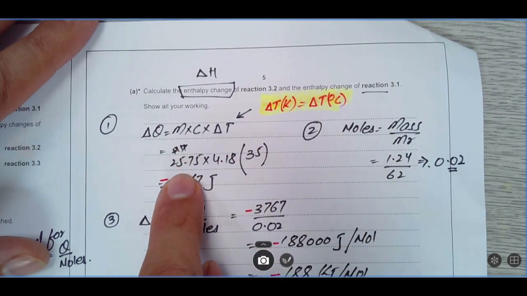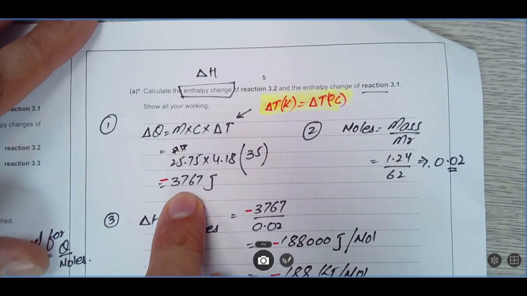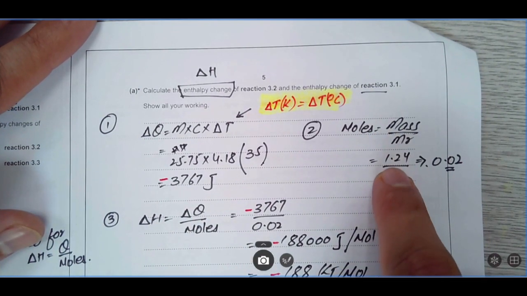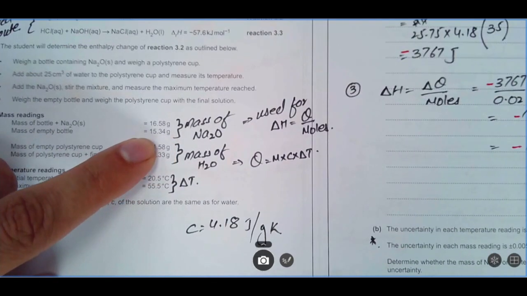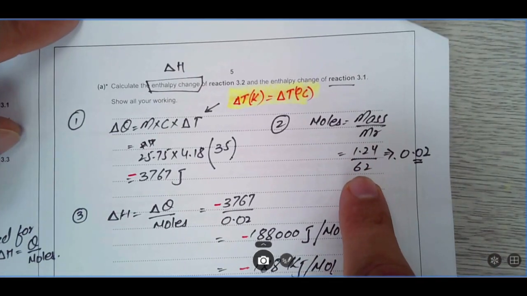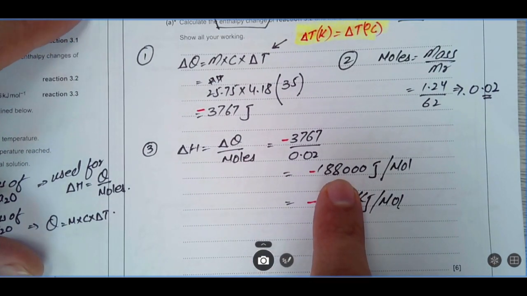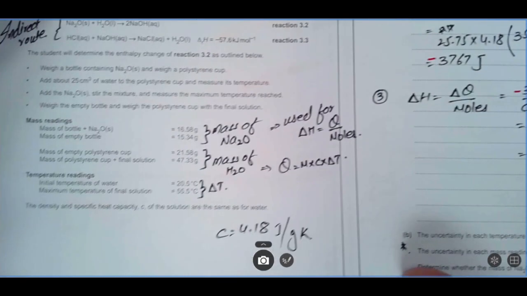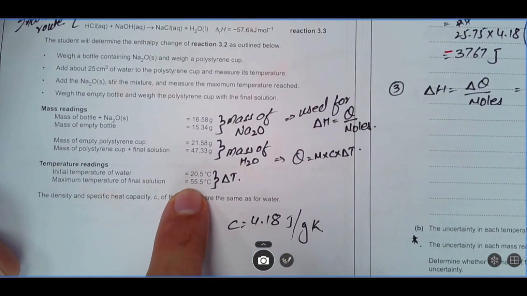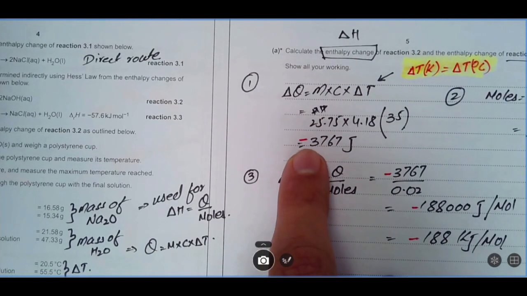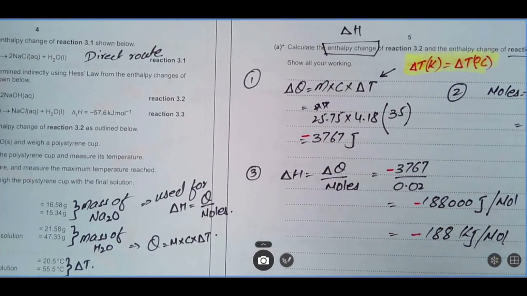Once I plug the values in, I've got the value of delta Q as 3767, and I worked out the moles of solid. The mass was given to us at the start, 1.24. I divide that by 62, the Mr, which gave me the moles. I divide delta Q by moles, which gives me the value in joules per mole. I now need to convert it into kilojoules, so I divided by 1000. Then I looked at this data and saw that the temperature has gone up, so it was an exothermic reaction. If it is exothermic, I'll have to add a negative sign to my value. That will be my answer.